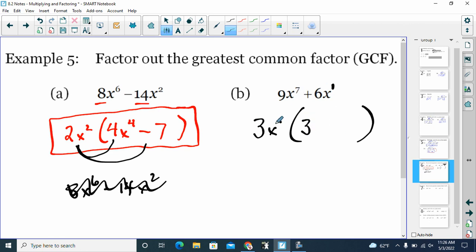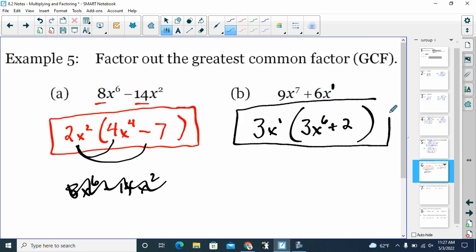X to the 7th divided by x to the 1st. When I divide, I am subtracting exponents. 7 minus 1 is 6. Plus 6 divided by 3 is 2. X to the 1st divided by x to the 1st, I subtract the exponents, 1 minus 1. I don't have any x's left there. And there's my answer: 3x times the quantity 3x to the 6th plus 2.